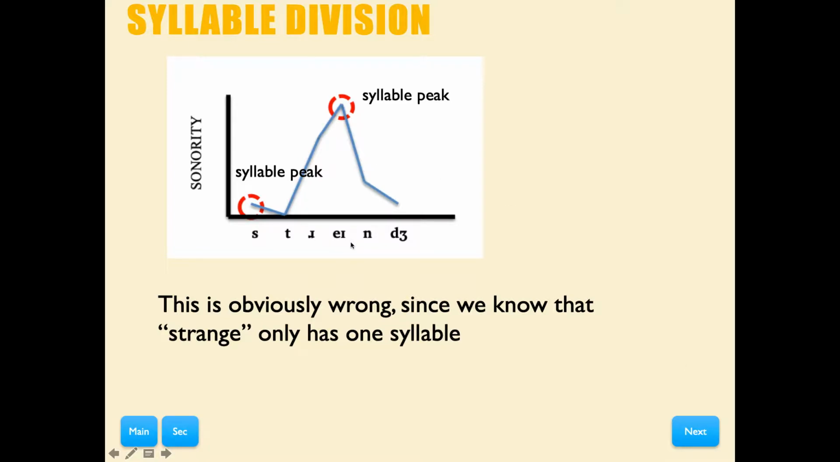Again, this is the explanation that we saw before. This is obviously wrong since we know that strange has only one syllable. And sonority is indicating that you have two, because the fricative is more sonorous than the plosive. So the fricative s here is functioning as a deviant sound.